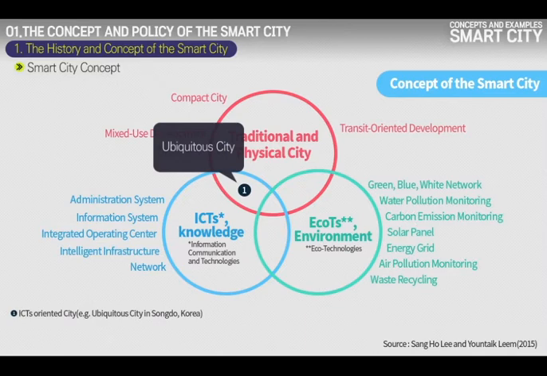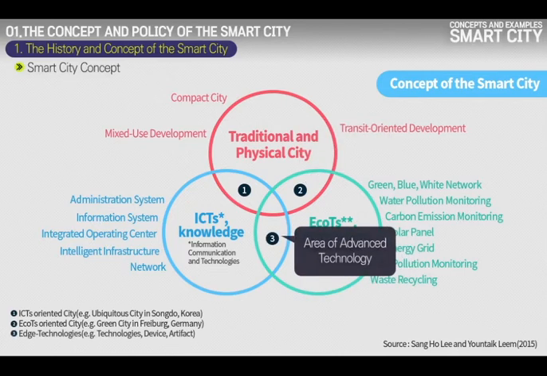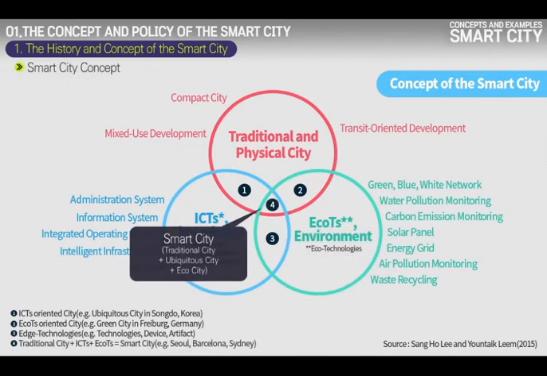The area 1 can be regarded as ubiquitous city, a city centered on ICTs, and the area 2 can be regarded as an eco-city. 3 is the area of advanced technology, which is ICTs and eco-technology, and smart city in the area 4 is a city where traditional cities, U-city and eco-city, are integrated.